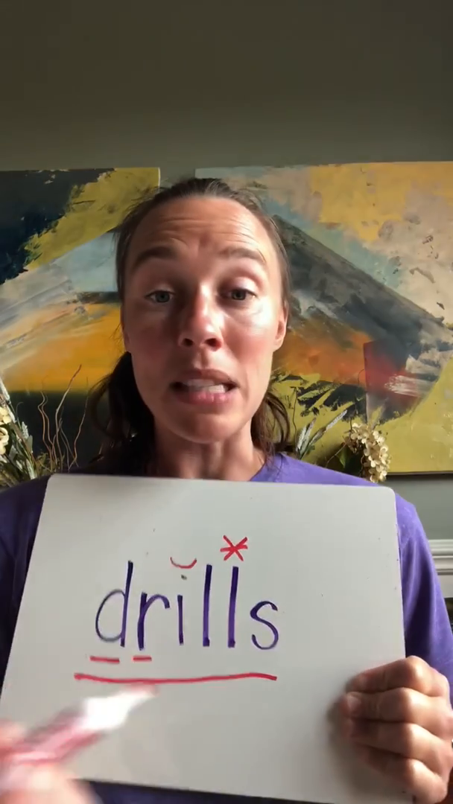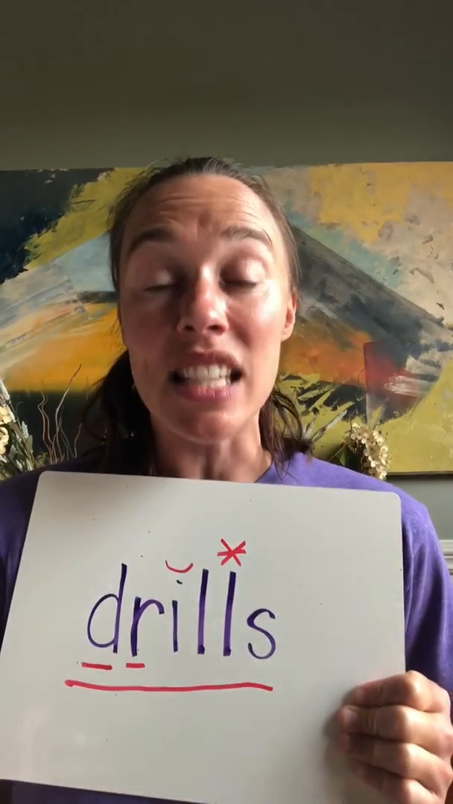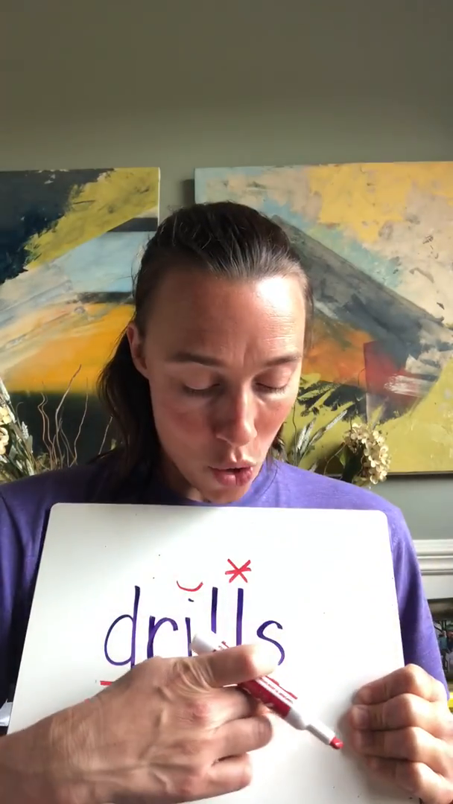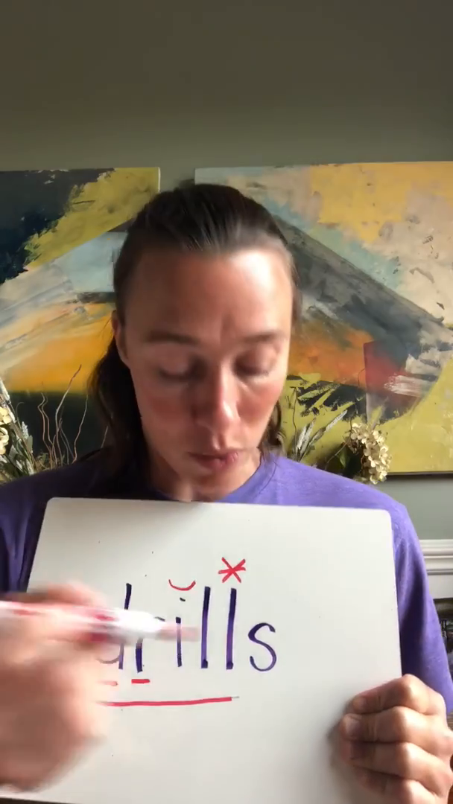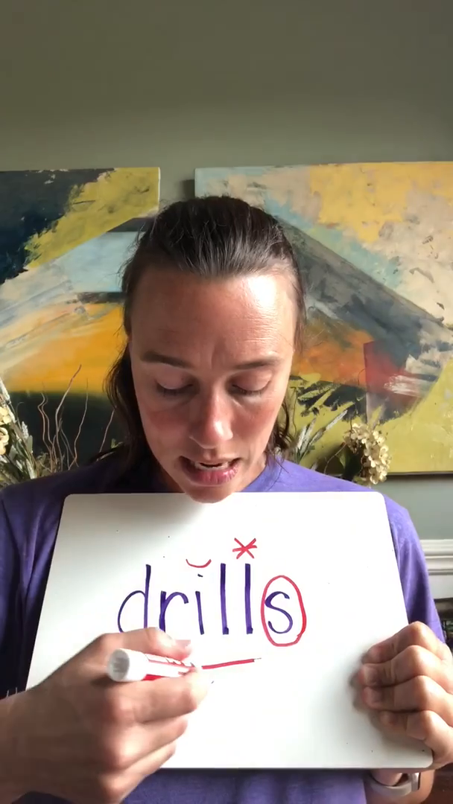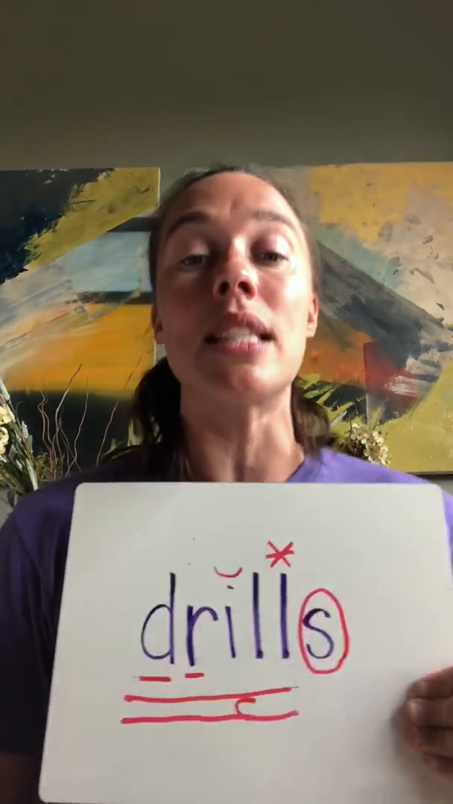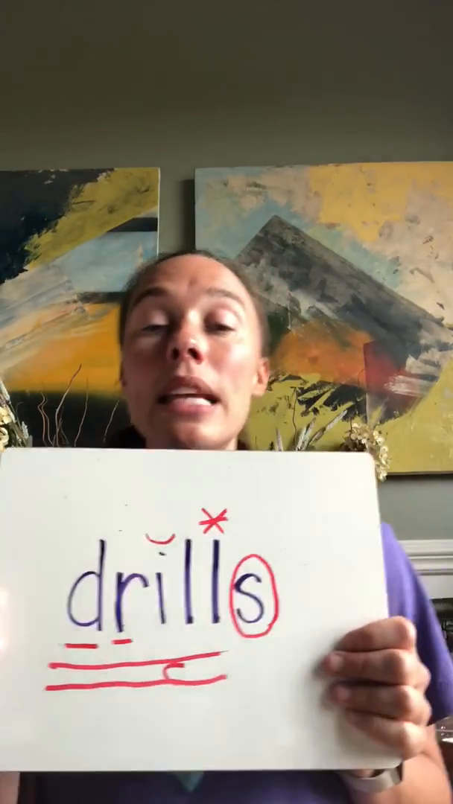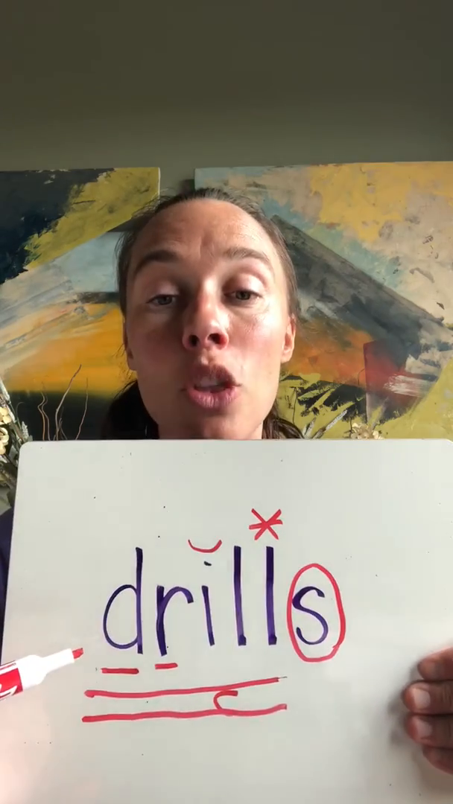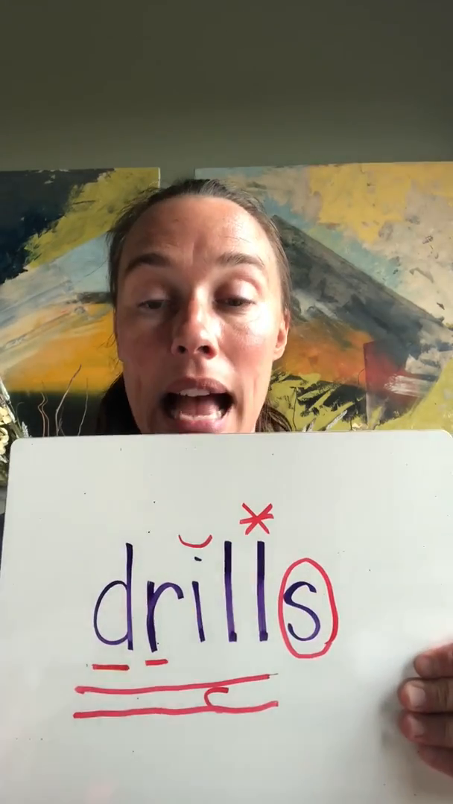Now, check this out. Miss Metz already made a huge mistake. Can I underline the suffix S? You better be screaming at your screen. No, you can't underline it. So I've got to get rid of that because we know the suffix S does not get underlined. So I know this is my closed syllable and this is my base word. So please make sure in your vocabulary section, in the D section, you have written the word drills and you have also marked it up just like I have.